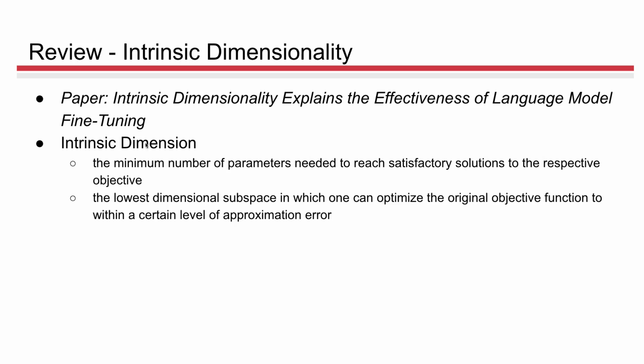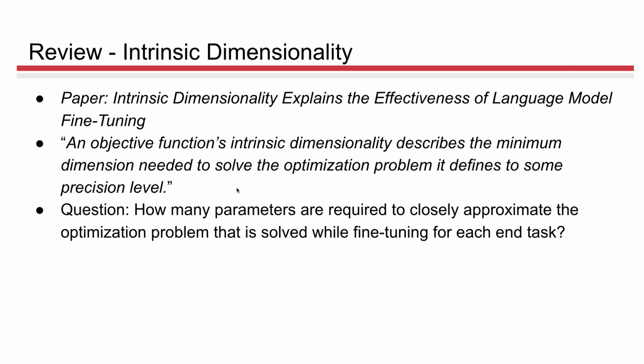And they talk about this intrinsic dimension, which is the minimum number of parameters needed to reach some satisfactory solution. So, for example, 90% of the full parameter performance. And they say that an objective function's intrinsic dimensionality describes the minimum dimension needed to solve the optimization problem it defines to some precision level. And so the question is, how many parameters are actually required to closely approximate the optimization problem that is solved while fine-tuning for each end task?